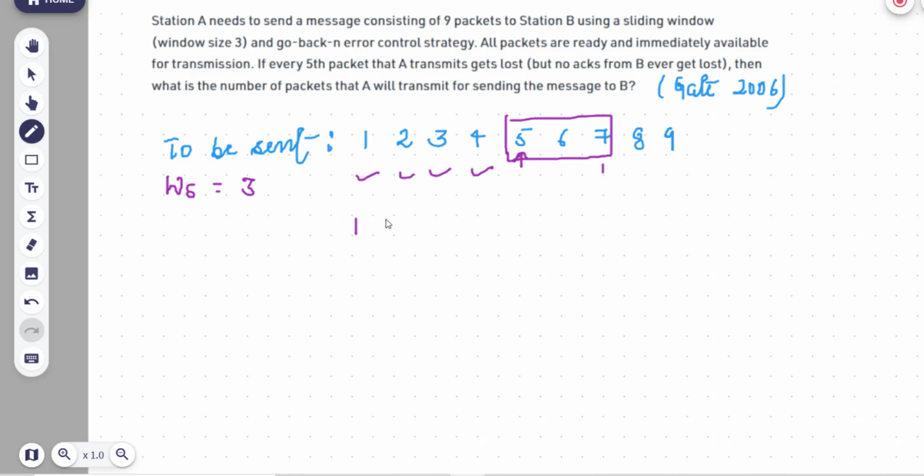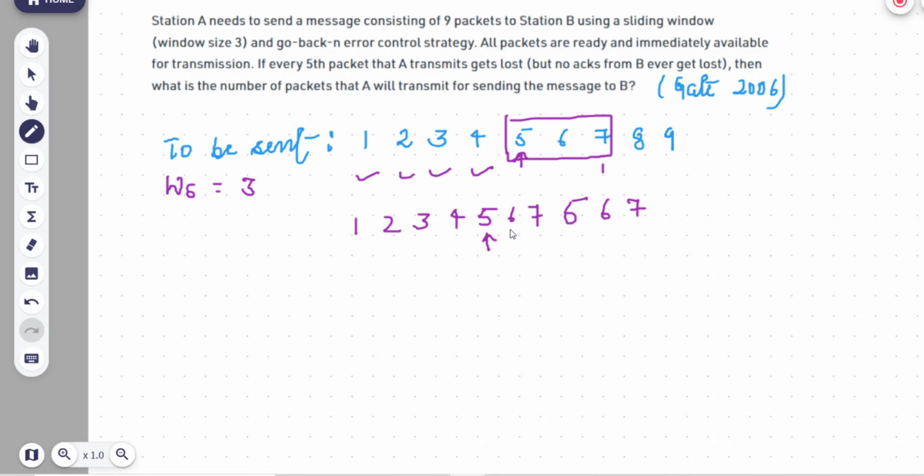But this 5th packet is going to be lost. So we have sent 1, 2, 3, 4, and since the window is at 5, 6, 7, we have sent those as well. But the thing is that this 5th packet is lost. So we have to again send all the contents of this window. So again we are sending the 5th, 6th and 7th packets. Now the same thing repeats the next time also.